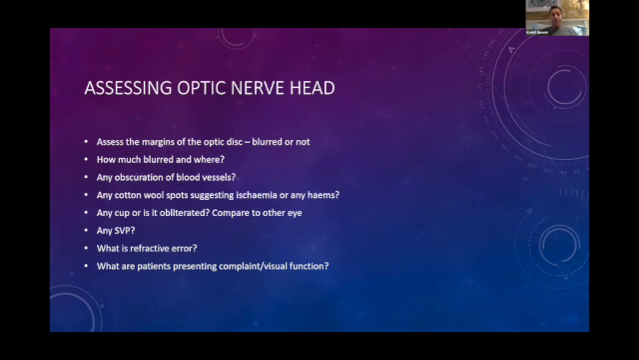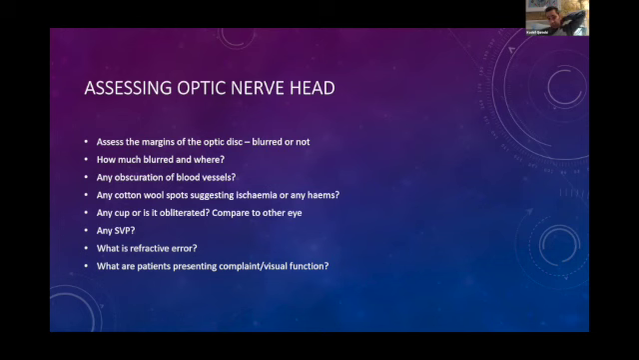Now, 20% of patients who are healthy don't have spontaneous venous pulsations, but generally, if patients have spontaneous venous pulsations, it's a reasonably good sign that they haven't got raised intracranial pressure. What is the refractive error? What are the patients presenting with? I mean, what's the problem?